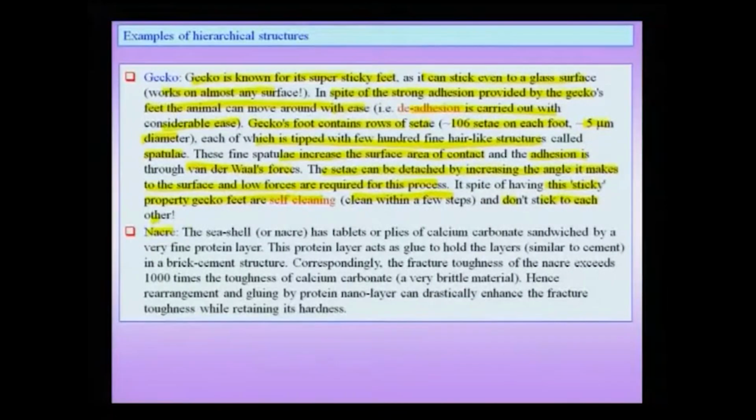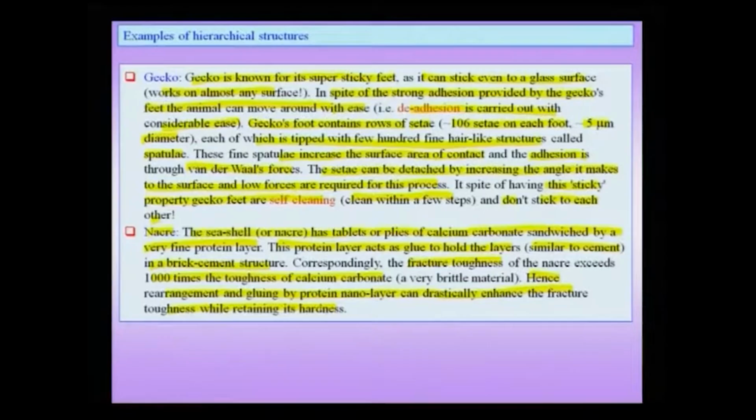Another beauty of nature is the example of the nacre. The seashell or nacre has tablets or piles of calcium carbonate sandwiched by a very fine protein layer. This protein layer acts like a glue to hold the layers, similar to cement in a brick and cement structure. This structure has the beauty that it has a high fracture toughness, and it exceeds 1000 times that of calcium carbonate, from which this nacre is made. Hence, rearrangement and gluing of protein nano layer can drastically enhance the fracture toughness while retaining its hardness.